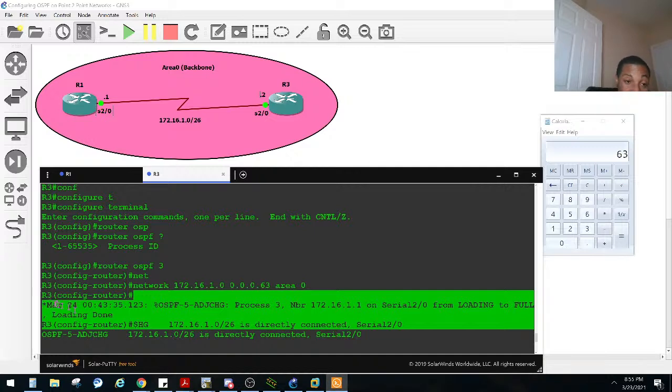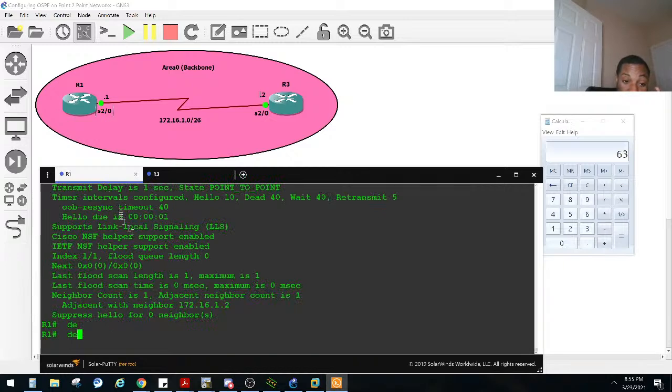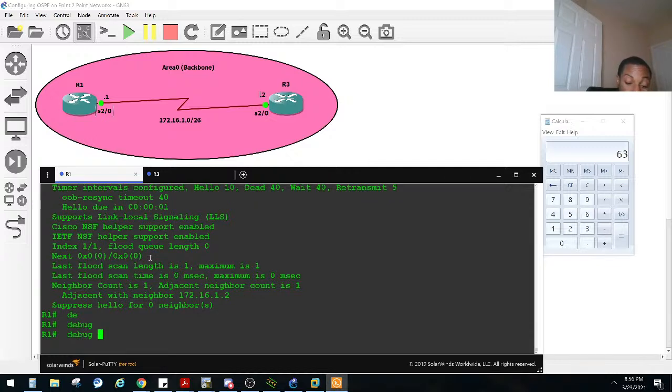It lets us know everything that's happening, but you want to be careful with debugging commands. You can crash your router, especially in a production network, because there are so many things happening on a router. You can take down the CPU. You can take down a whole network with debugging commands, right? Luckily, this is the labbing environment, and we can do that if we want to. So you type in debug, and you can see every little process that the router is doing.